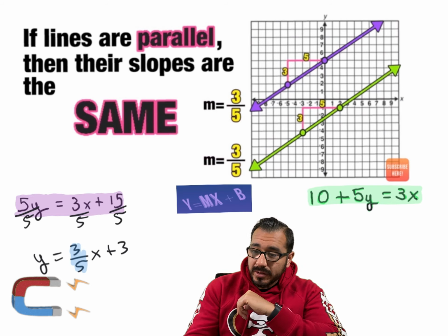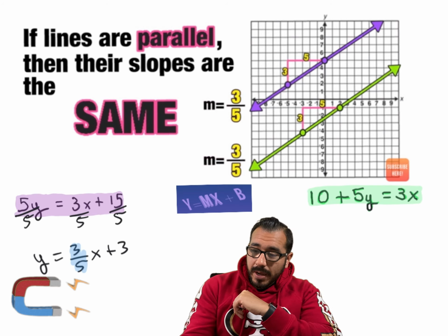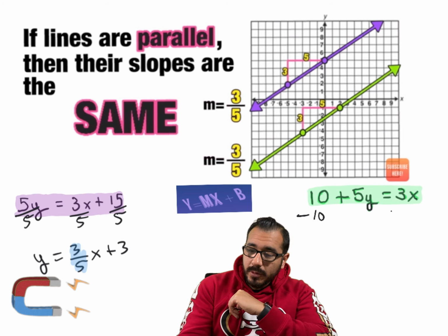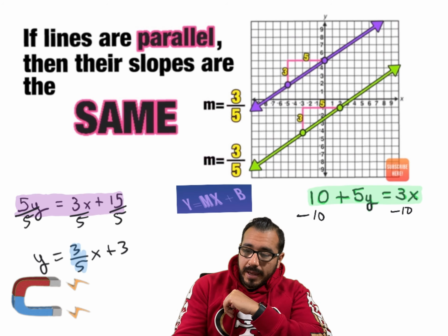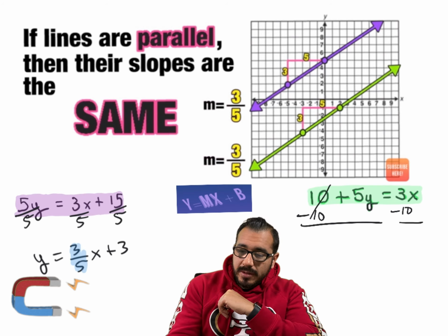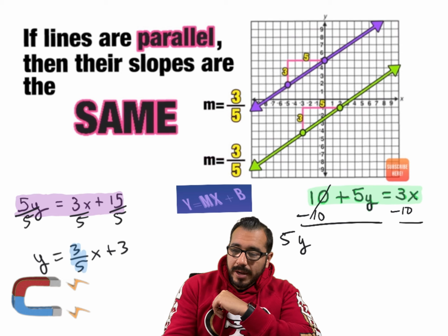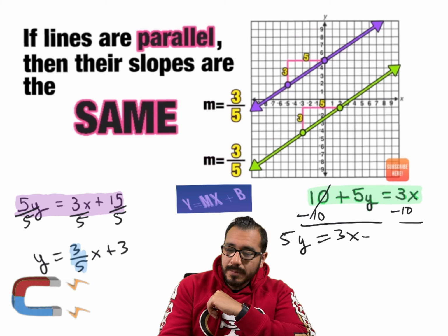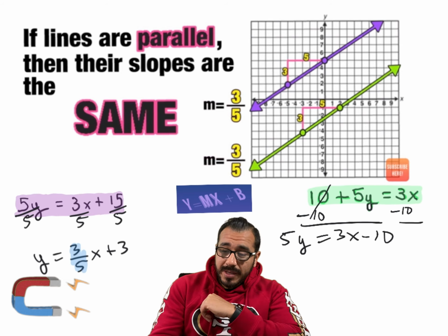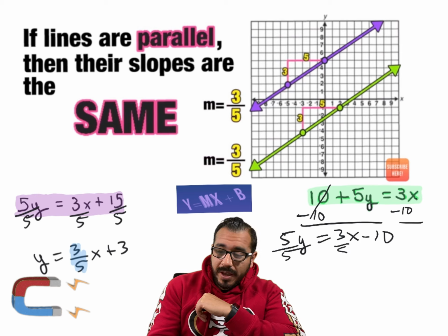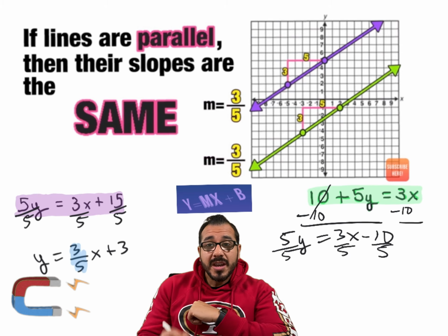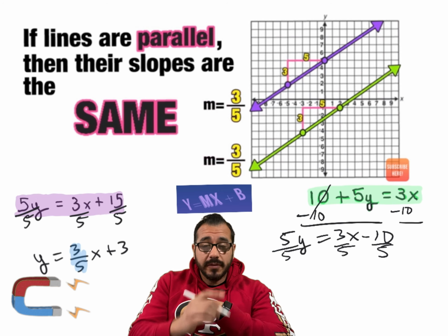Now let's go over here to our second equation and get y by itself. Let's subtract 10 from both sides, and then we don't forget to cancel these. So you're left with 5y equaling 3x minus 10. Divide both sides by 5. Divide by 5, divide by 5, divide by 5. You get a 5, and a 5, and a 5.